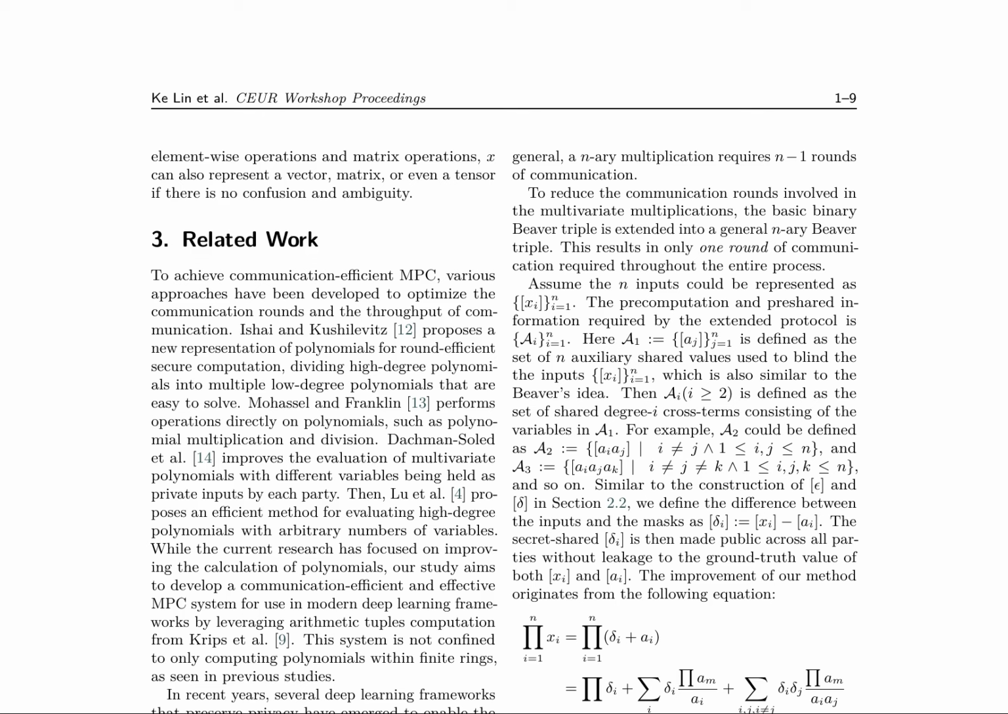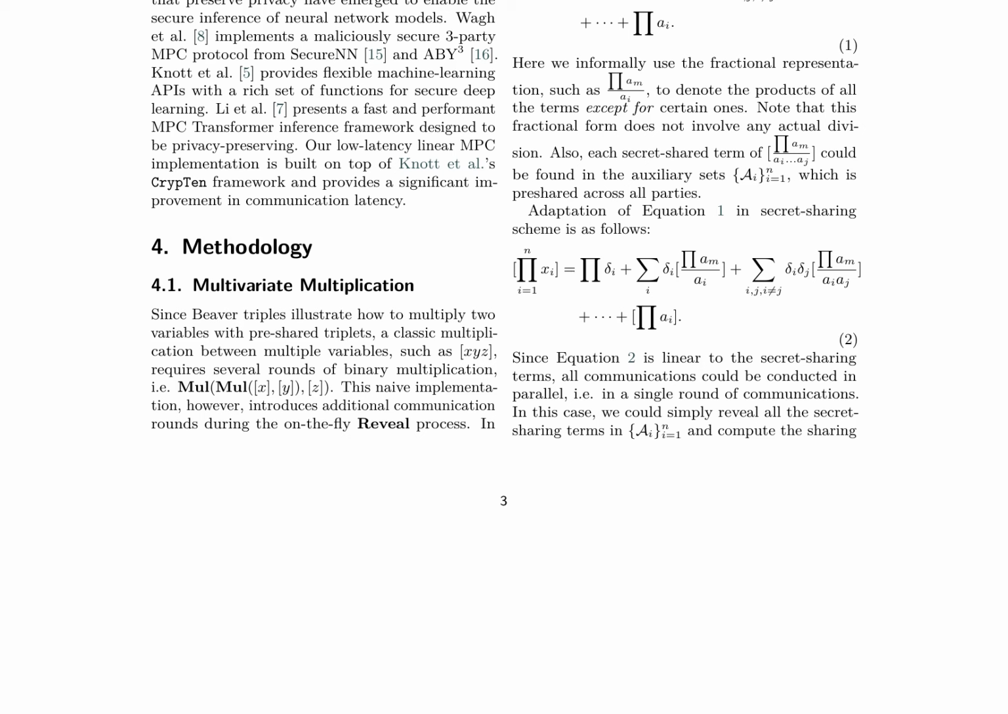They extend Beaver triples to general Beaver triples, reducing the number of communication rounds required for multivariate multiplication. This is achieved through pre-computing and pre-sharing auxiliary shared values to blind the inputs. The authors define sets of shared degree cross terms and the difference between the inputs and masks, leading to equations 1 and 2. Equation 1 represents multivariate multiplication as a product of terms, while equation 2 adapts this concept within a secret sharing scheme. This approach enables parallel communication and computation in a single round, significantly reducing communication latency and improving MPC efficiency for deep learning frameworks.